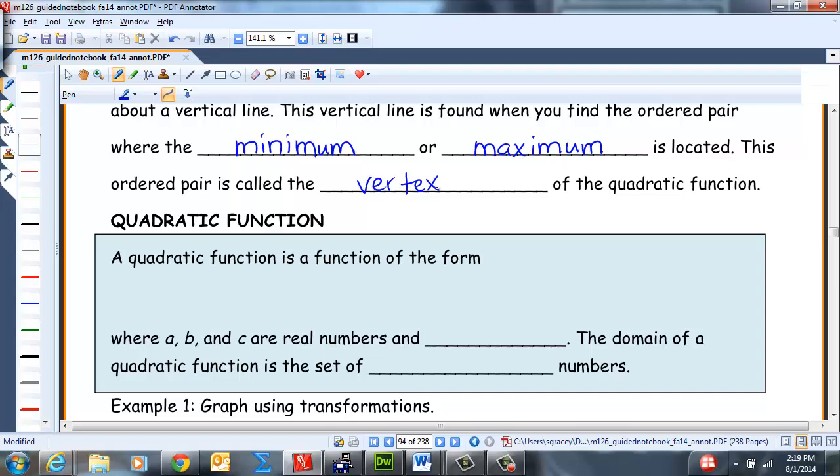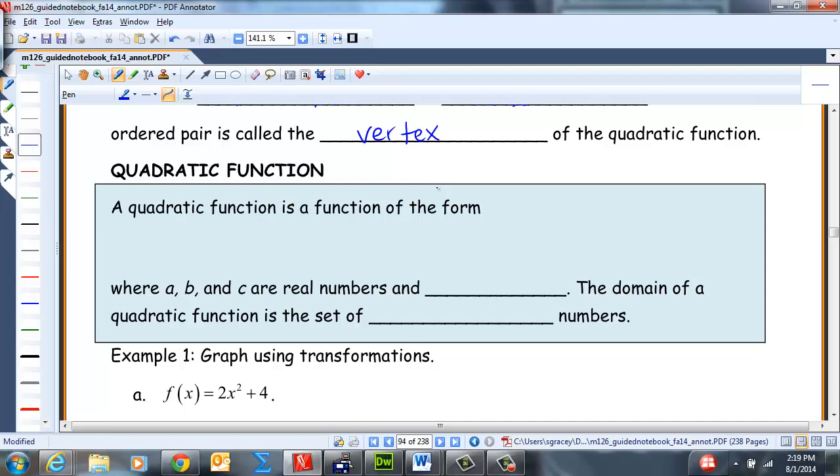So a quadratic function is a function of the form f at x equals a times x squared plus b times x plus c, where a, b, and c are real numbers and a is not equal to 0. The domain of a quadratic function is the set of real numbers.